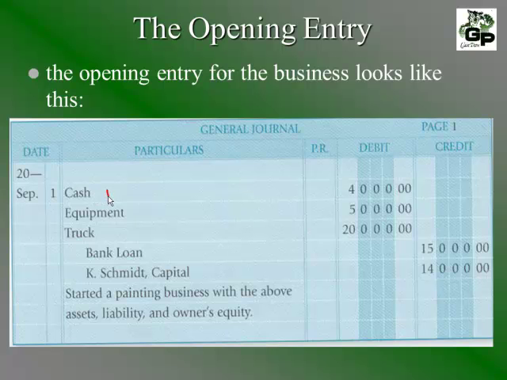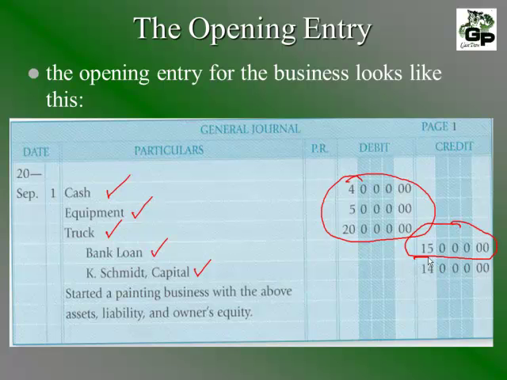Notice, we have cash, we have equipment, we have the truck, the bank loan, and the capital. The asset accounts are listed in the debit column. The liability accounts are in the credit column, and the capital account is also in the credit column. The description is, started a painting business with the above assets, liabilities, and owner's equity.